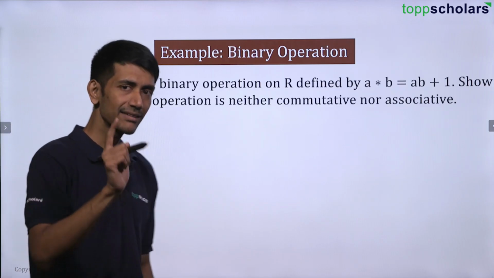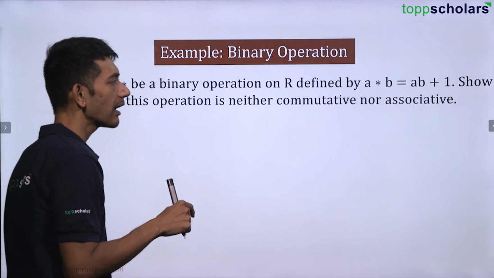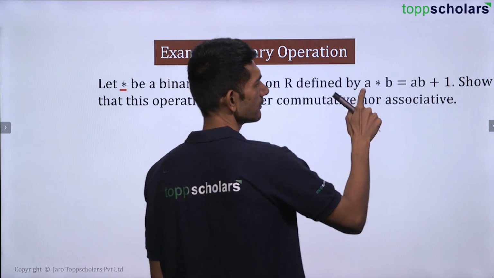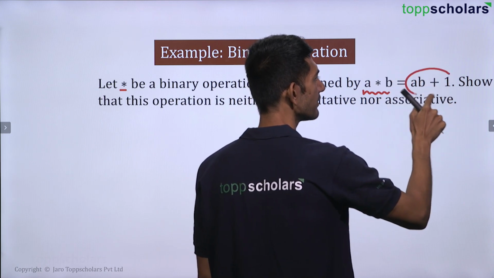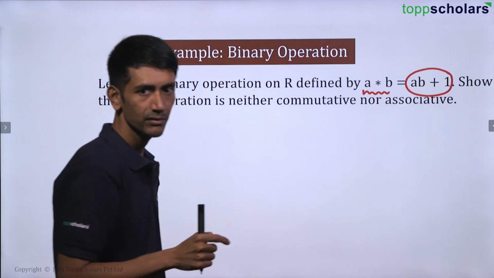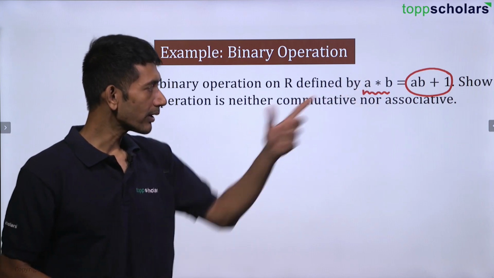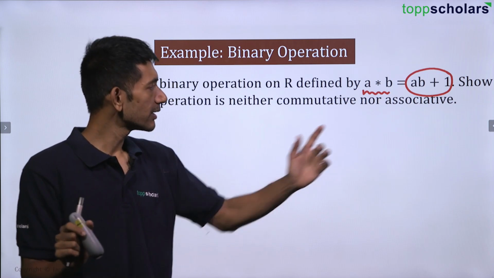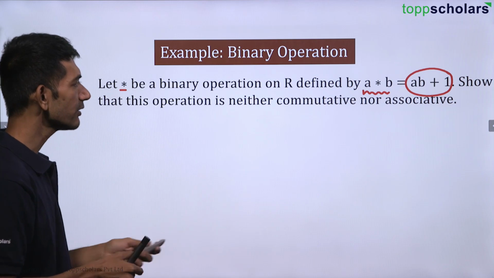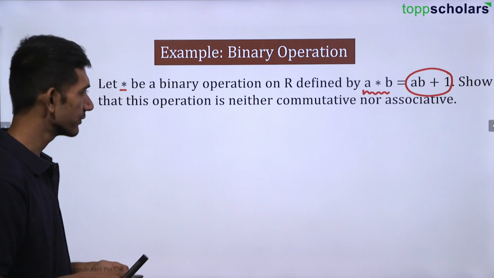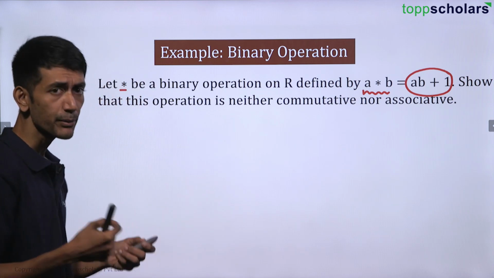Now let us have a look at an example. Let star be a binary operation on R defined by A star B equals AB plus 1. A star B is giving us the result as AB plus 1. What operation they have used, we don't know as of now, but the result of that is AB plus 1. We are supposed to show that this operation is neither commutative nor associative. Firstly, let us focus on whether this is commutative or not.